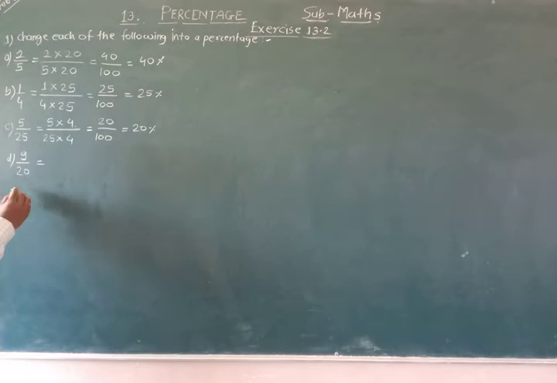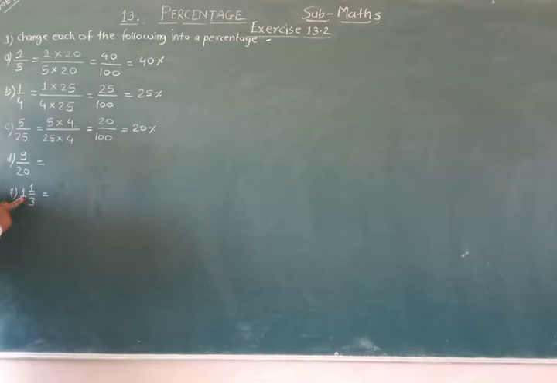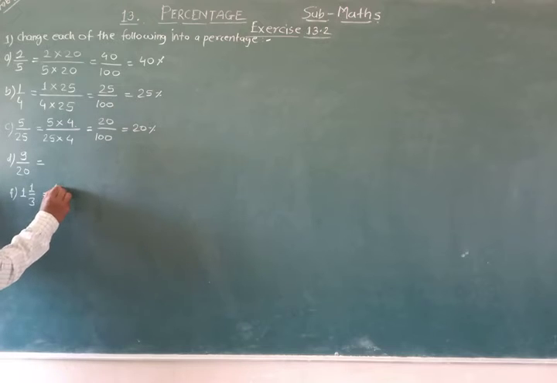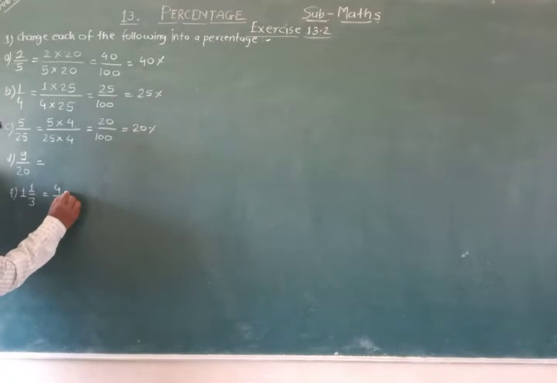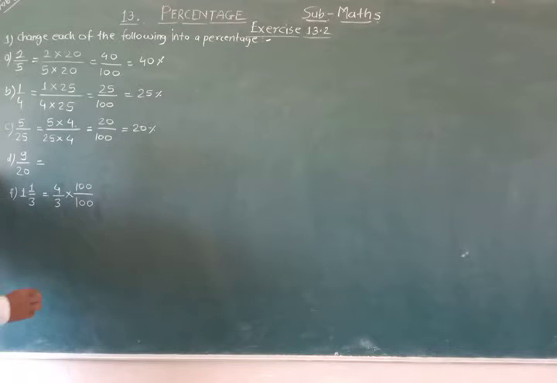Next, 1 integer 1 upon 3. Here a mixed fraction is given, so the mixed fraction is converted into an improper fraction. 1 integer 1 upon 3: 3 1s are 3, 3 plus 1 is 4, so 4 upon 3. Here in the denominator is 3. Which number multiplied by 3 gives 100? No number works. So you will simply multiply by 100 upon 100.